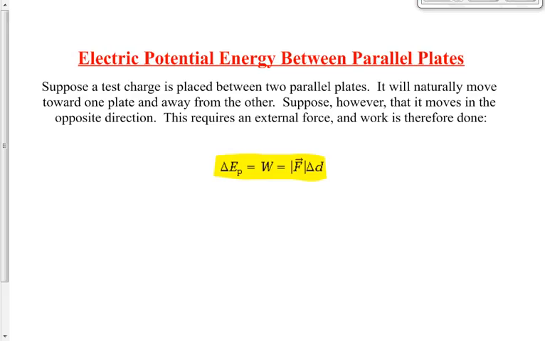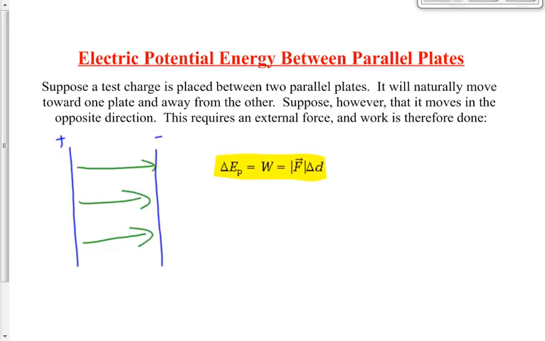Let's take this a step further. We've got two parallel plates. We'll make these plates vertical. Doesn't really matter, but got them vertical. Those two parallel plates have an electric field that exists between the two of them. In this case, it points to the right. Let's say we've got a positive charge up here. Let's say we've got a negative charge down here. The positive charge will experience a force in the same direction as the field, and the negative charge will experience a force opposite to the direction of the field.